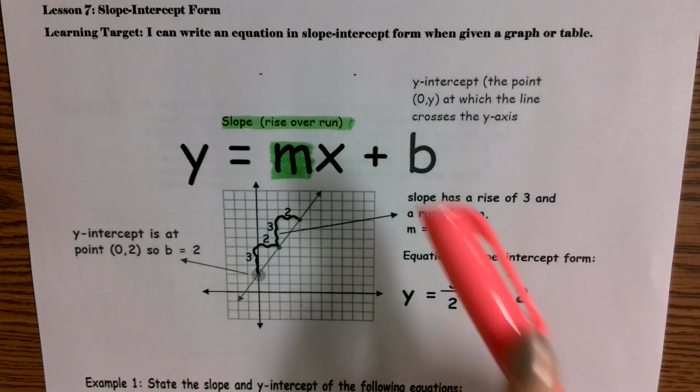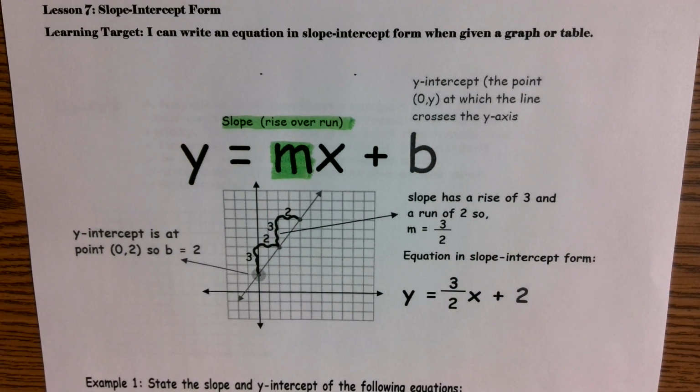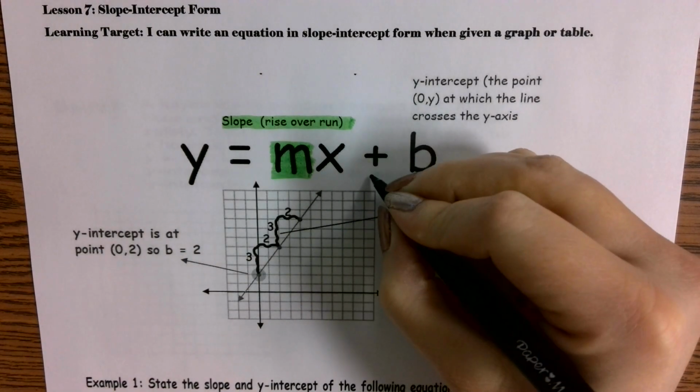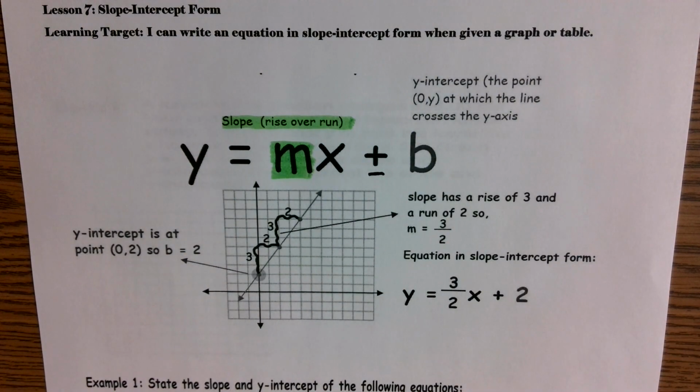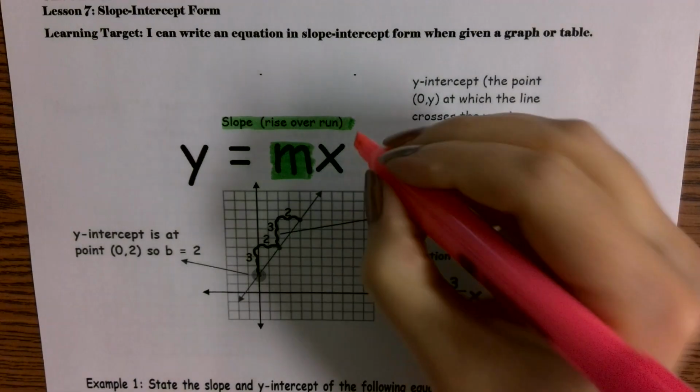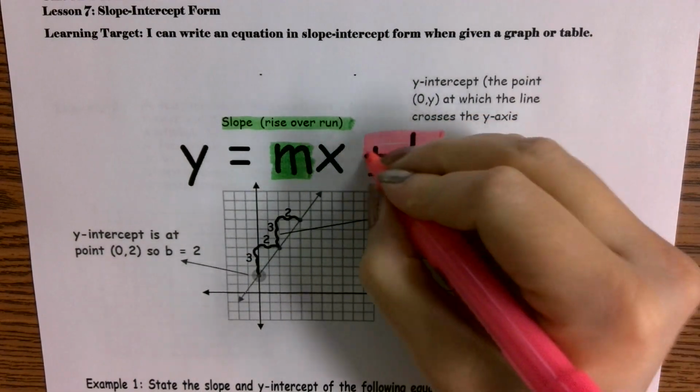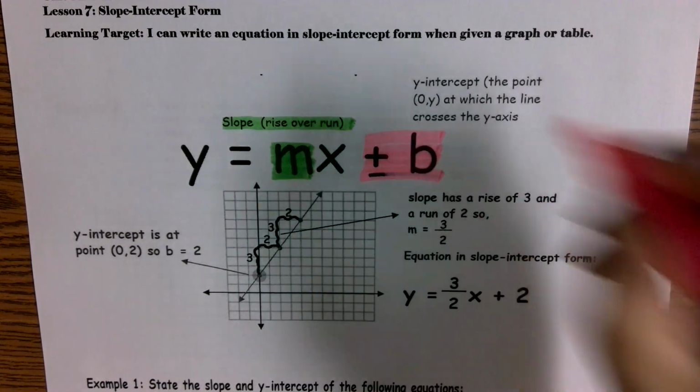And then here we have plus b, and I'm actually going to write a minus sign under the plus sign because it could be a plus or a minus b. The reason I say it could be plus or minus: if it's plus b, that means that is a positive value. If it's minus b, that would be a negative value. And that would indicate your y-intercept.